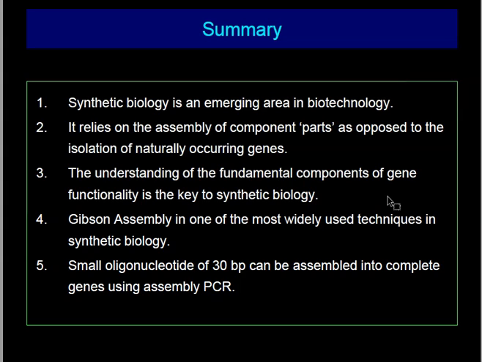Now, in Gibson assembly, you utilize enzymes to perform reactions and obtain synthetic gene constructs. In addition to Gibson assembly, you can also utilize assembly PCR, although it is not recommended in this particular age and time, as the technology has evolved rapidly to address the components and the assemblies themselves. So that brings us to the end of this particular lecture on synthetic biology.